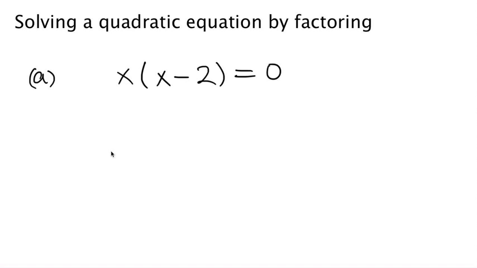In this video, we are going to study how to solve a quadratic equation by factoring. So the first example is chosen to explain the idea behind the factoring method. So we have two factors. So we have this so-called zero product property.